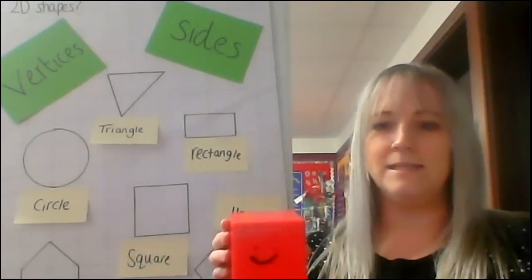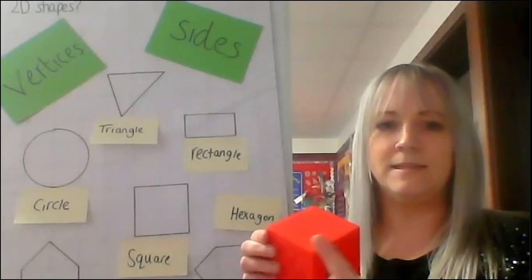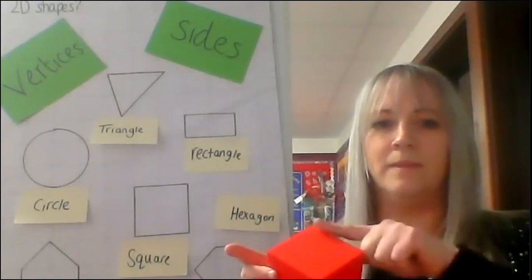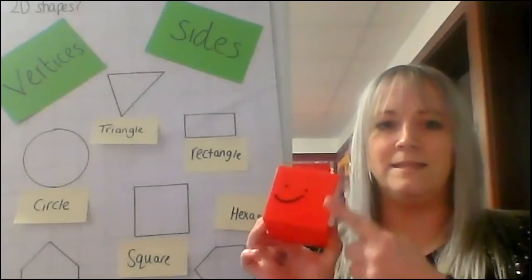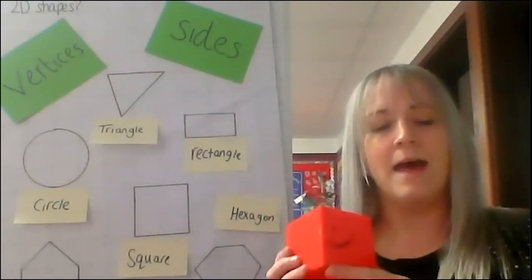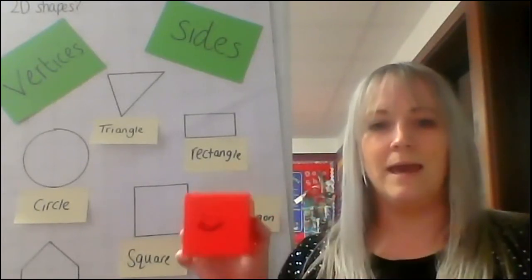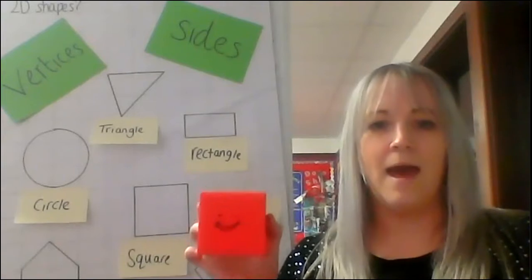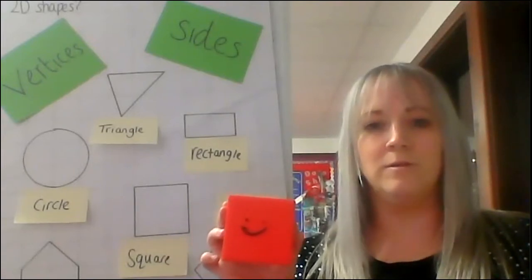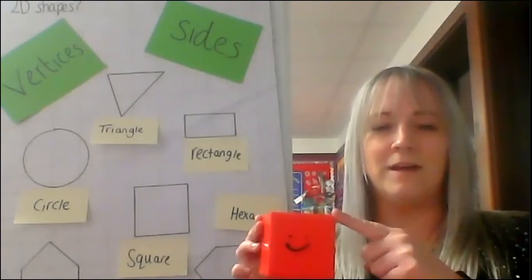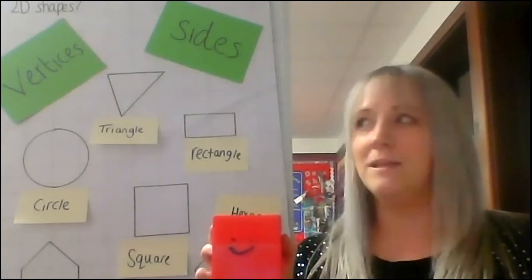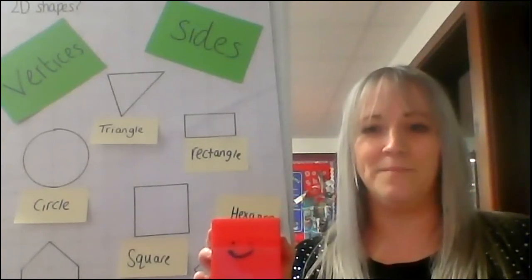Now, for my edges, I'm going to count these sides along here, and then down here, and along, and then down here, and along. And these are the edges. Okay, so if you want to have a go at hunting for some 3D shapes around your house and counting the faces, the edges, and the vertices, that would be absolutely amazing.